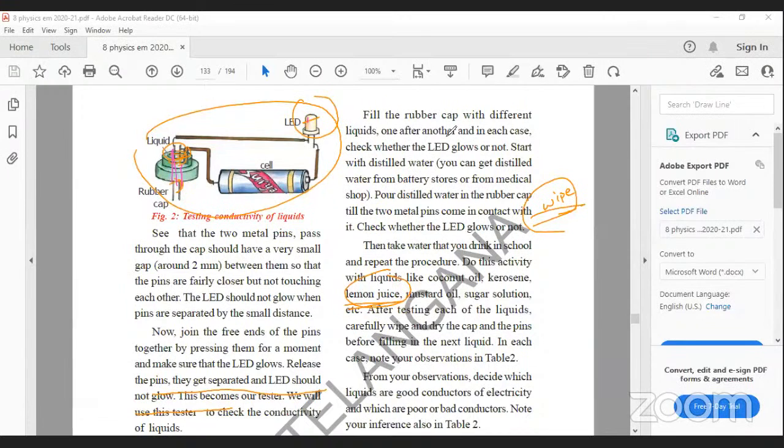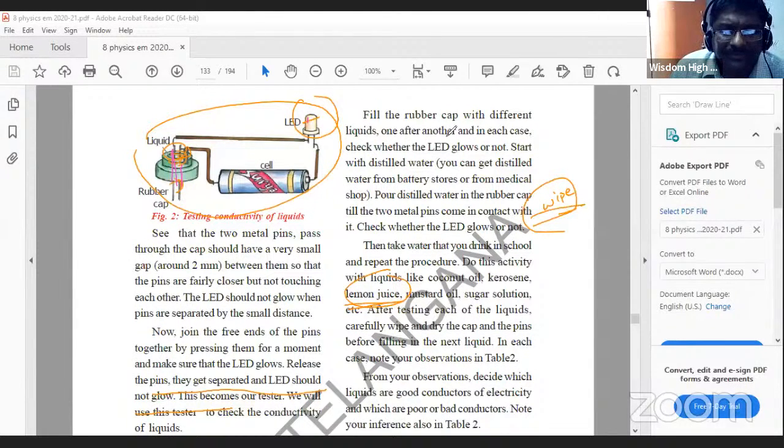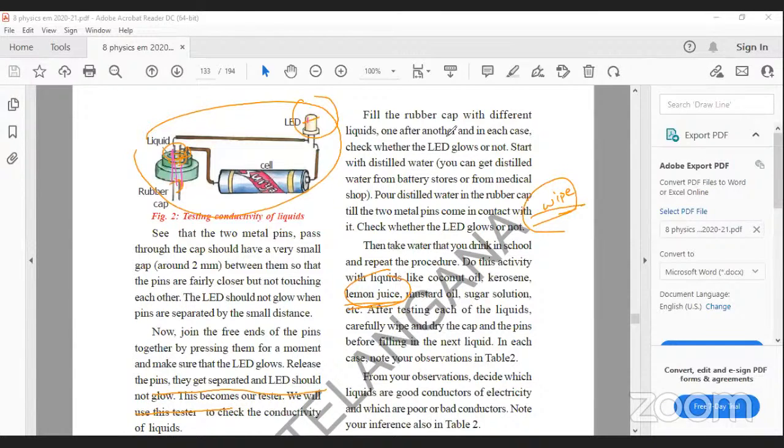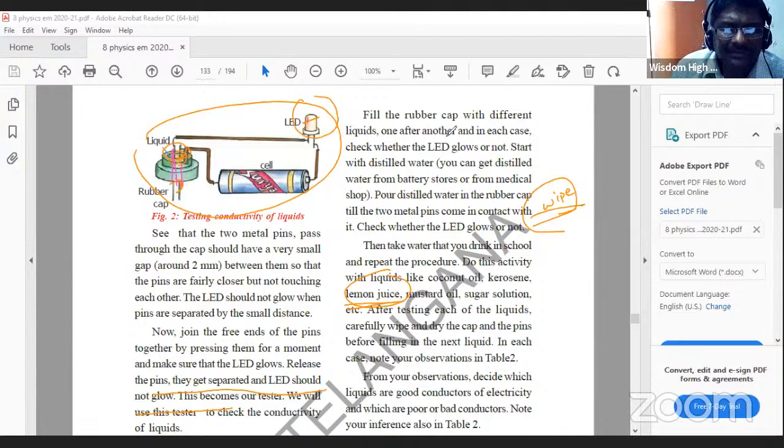Here, Lalit, what do you want? 27. Yes, boy. 27. Lalit Kumar, what do you want, boy? Rishit Reddy.